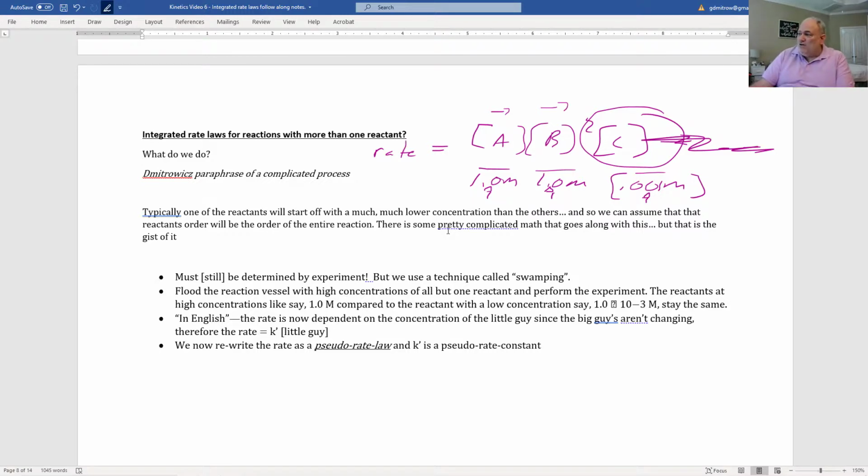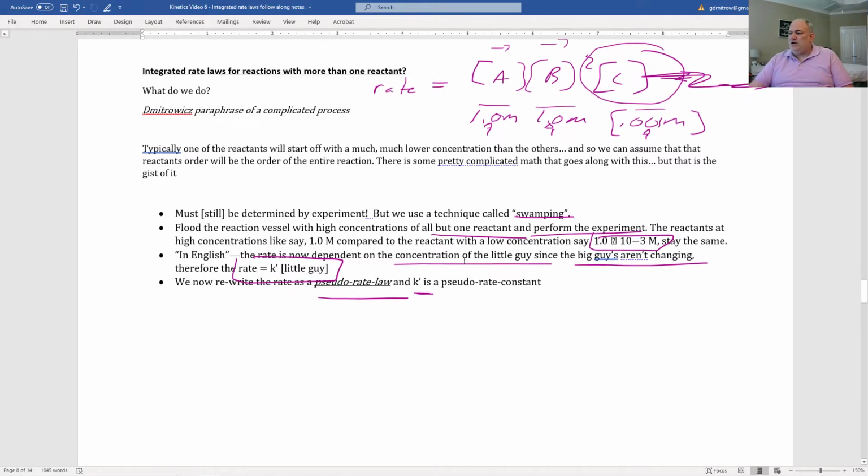They actually call this technique swamping. So what you do is you put a high concentration of all but one reactant and you perform an experiment. Again, you have to get the data from experiments, right? And you use an even smaller quantity for the one. The rate is now dependent on the concentration of the little guy, since the big guys aren't really changing. And therefore, we could say the rate is equal to k-naught times the little guy. We call this a pseudo rate law, and the k is the pseudo rate constant. Again, this sounds really complicated. We can talk about this in class.